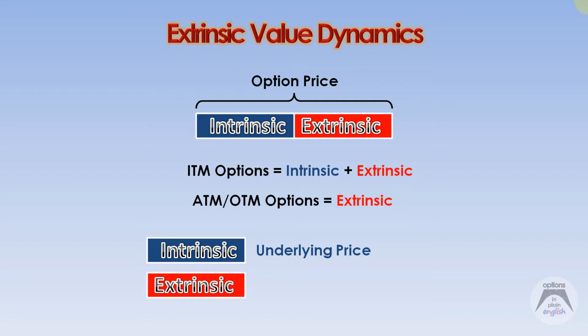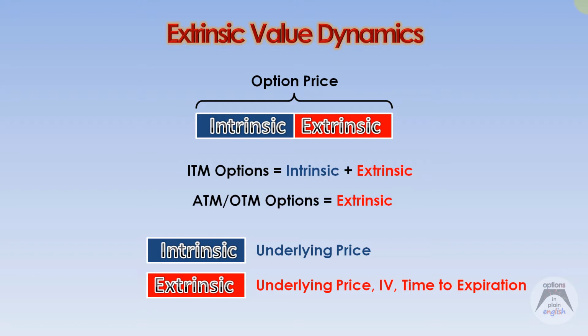Extrinsic, on the other hand, depends also on the underlying price as it relates to the strike price, but also depends on implied volatility and also time to expiration. So the extrinsic or time value depends on these three factors. An option that has a longer time to expiration is going to have the same intrinsic value, but the extrinsic is going to be affected, giving it a higher extrinsic and an overall higher value to the option.